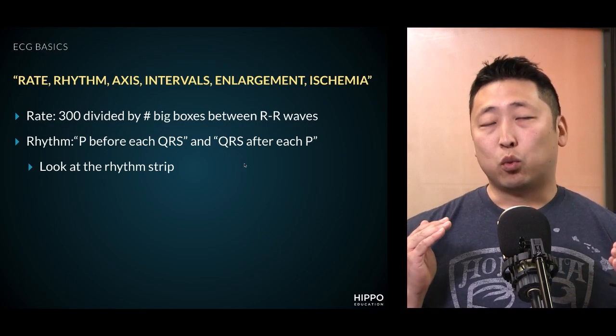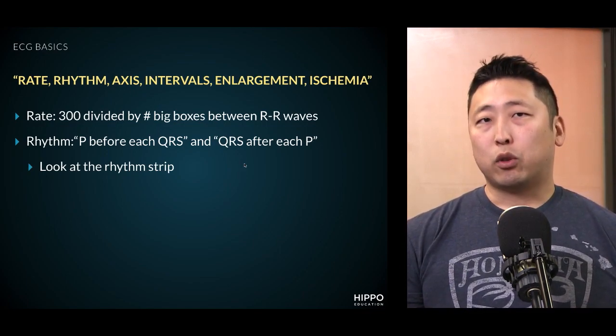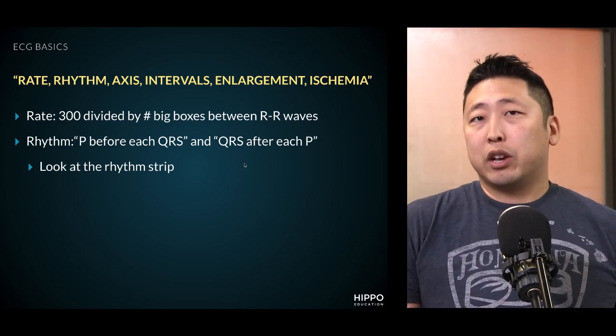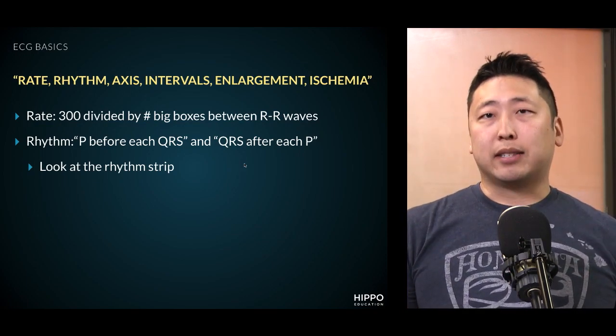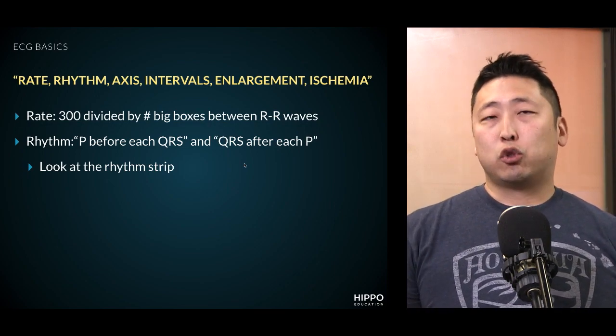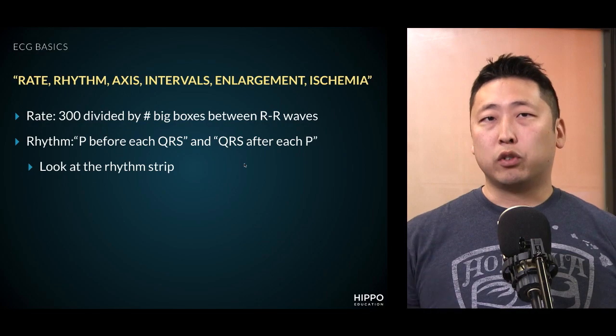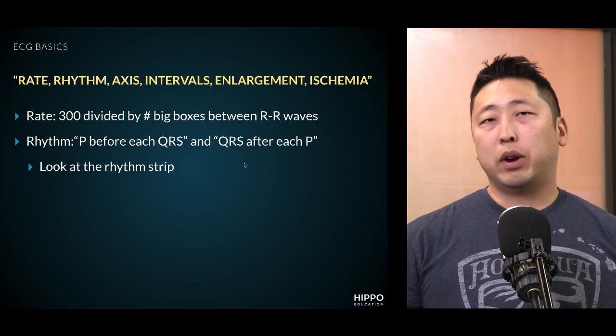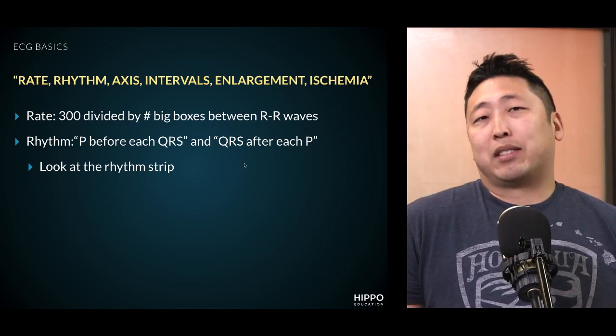Now, when you calculate rate and rhythm, you're going to be looking at the rhythm strip. The way that I calculate rate is I actually like the calculation 300 divided by the number of big boxes, or larger boxes, between the R to R waves. Some people like to just remember 300, 150, 100, 75, and use that as they count each of the boxes between the RR waves. I just like calculations. It's about the same thing.